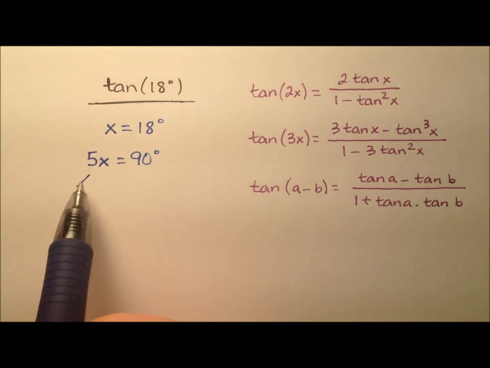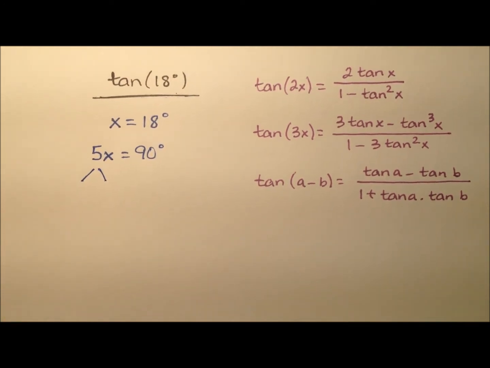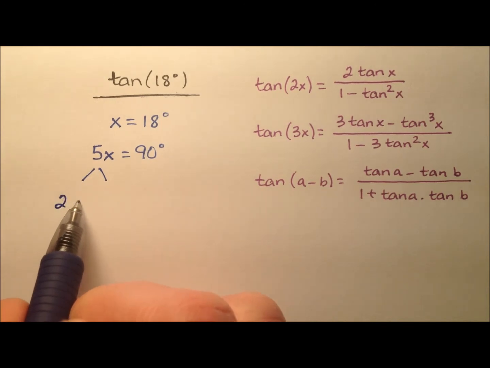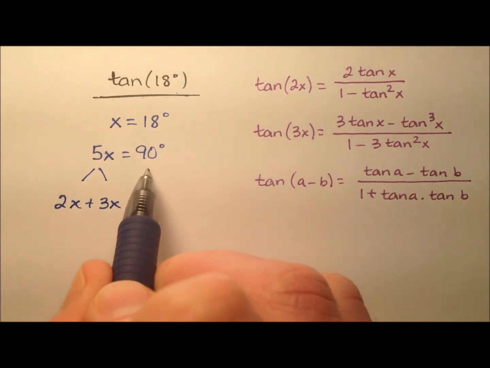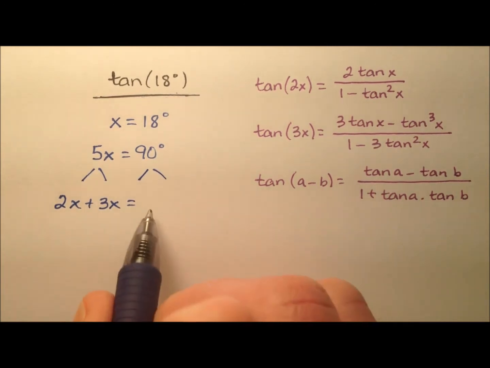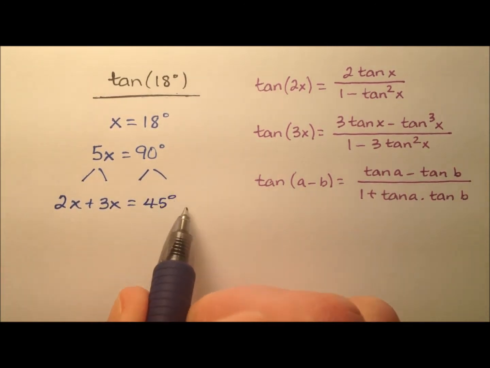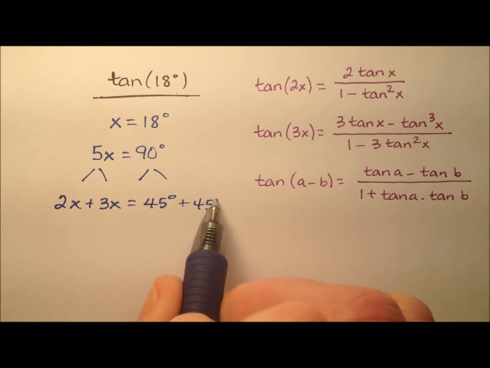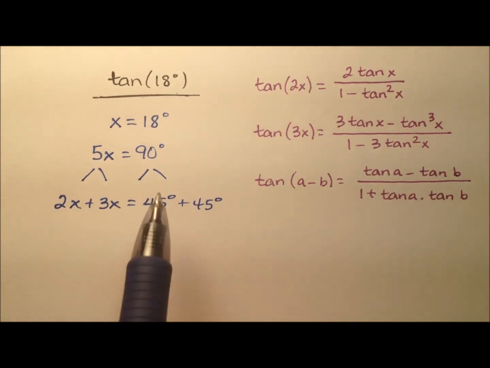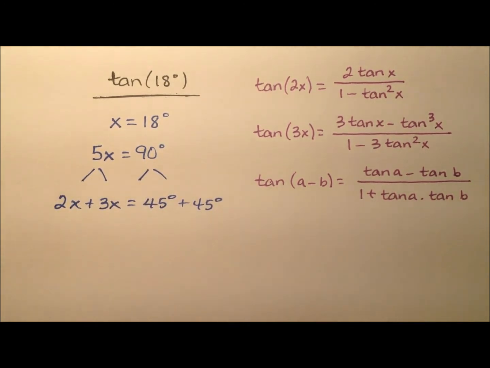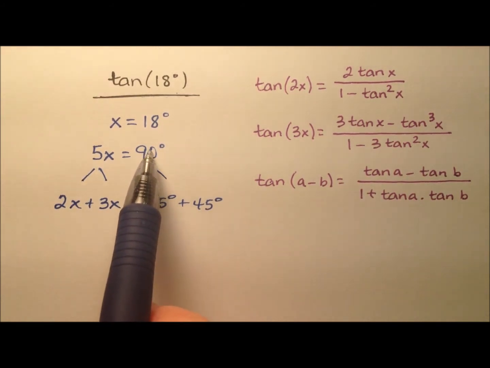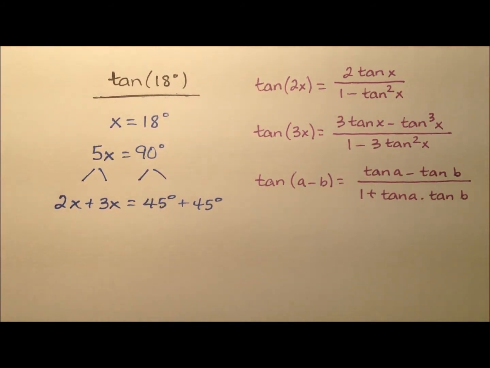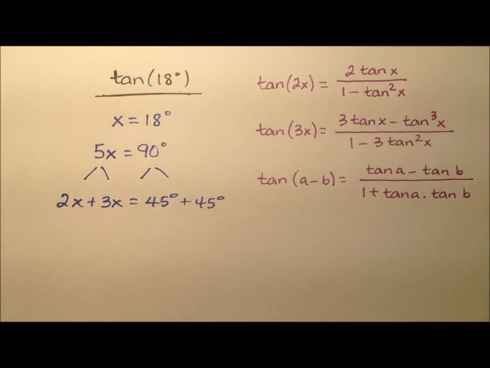And so I'm going to start by splitting this 5x now into a 2x plus a 3x. And I'm also going to split this 90 degrees into a 45 degrees plus a 45 degrees. And the reason I need to do this 45 degree split right here is because the tangent of 90 degrees ends up being undefined. So I'm going to have to take kind of a sideways approach to this.